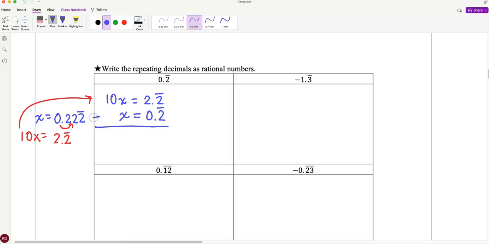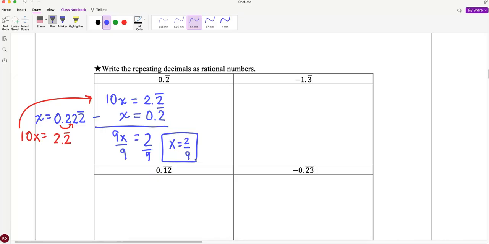Now what I want to do is set up a subtraction. 10x minus x is 9x. 2.2 repeat minus 0.2 repeat is simply equal to 2. And now, if you divide both sides by 9, you get x equals 2/9. This is how you show a repeating decimal is a rational number, okay?